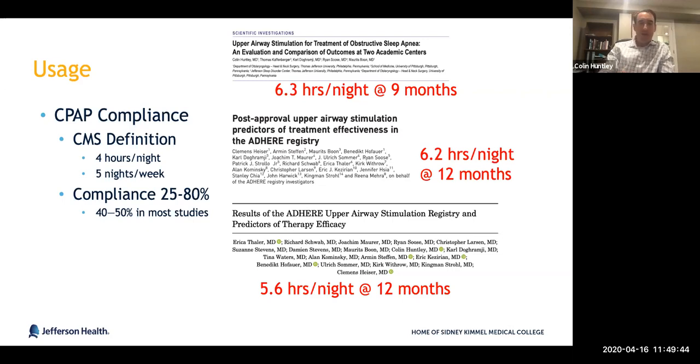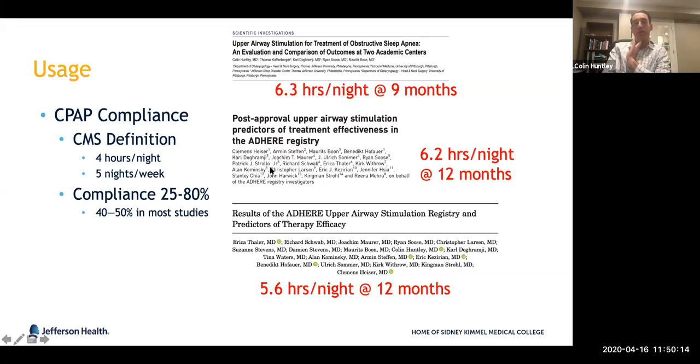For upper airway stimulation, you see various compliance or usage rates. In the paper we put out with the University of Pittsburgh group, our usage was 6.3 hours, measured at 9 months post-op. The original ADHERE paper, or I'm sorry, the ADHERE 500 paper, had usage of 6.2 hours at 12 months. And the most recent ADHERE paper showed a usage rate of 5.6 hours per night at 12 months.